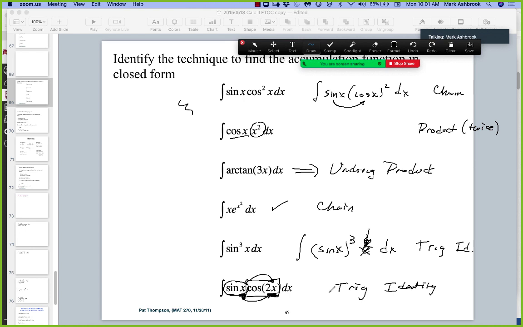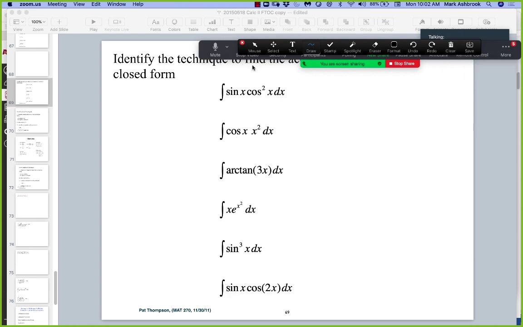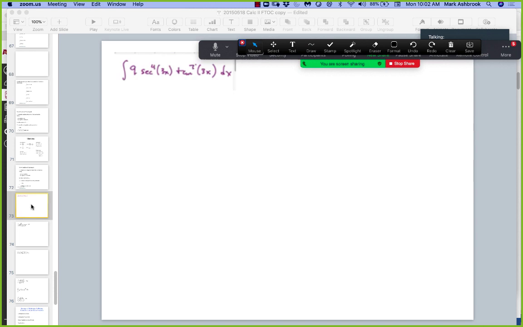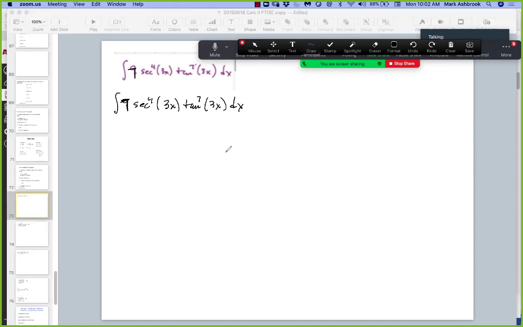Okay, so we have one more trig, the one we started last time, which we need to finish. And so let's look at that one. Sorry, that's a little blurry. I'll rewrite it here. Okay, so we had this one.